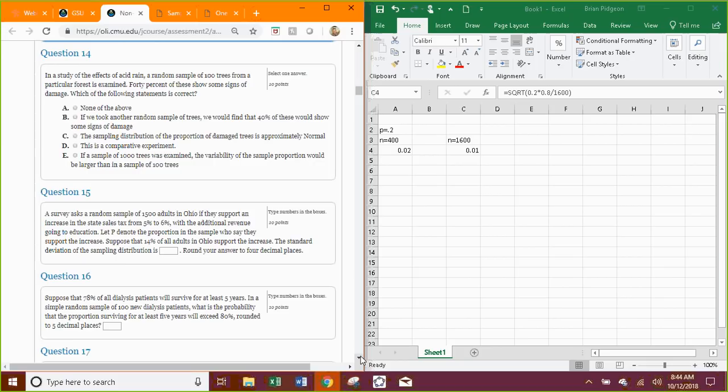In a study of the effects of acid rain, a random sample of 100 trees from a particular forest is examined. 40% of these show some signs of damage. Which of the following is correct? If we took another random sample of trees, we would find that 40% of these would show some signs of damage. Nope. Sampling variability tells us that another sample would likely have a different value. The sampling distribution of the proportion of damage to trees is approximately normal. And this is a comparative experiment. If a sample of 1,000 trees is examined, the variability of the sampling proportion would be larger. Well, we know that's not true.